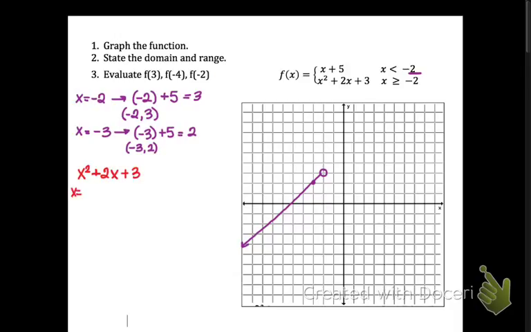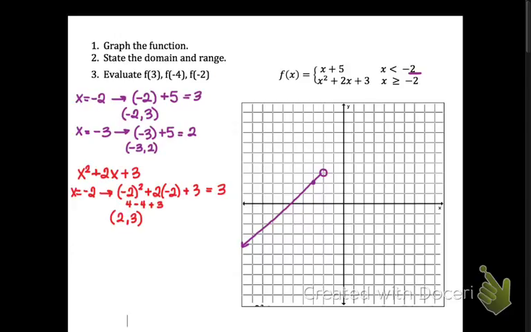When x is equal to negative 2, because that's our starting point, I get negative 2 squared plus 2 times negative 2 plus 3. That's going to be 4 minus 4 plus 3. So that means that this is equal to 3. Negative 2, 3 is my first ordered pair.